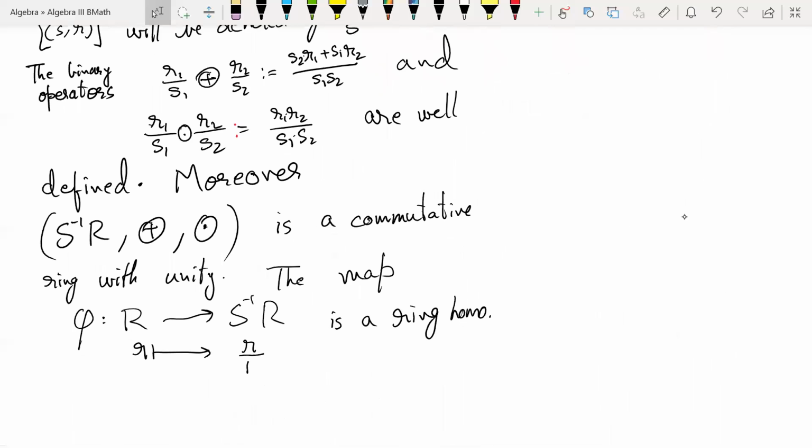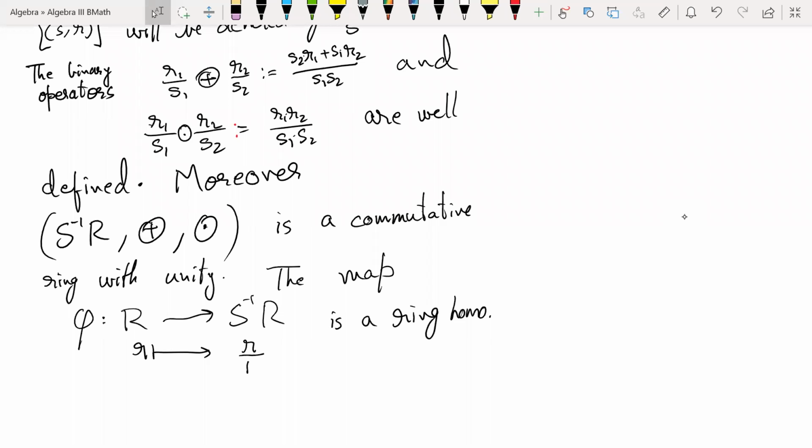So we skipped some parts. For instance, I think we didn't show that this plus is associative, or the distributive law and so on. But you can check all that. So some steps we skipped and some steps we did.